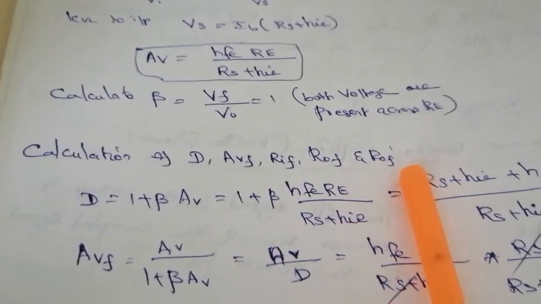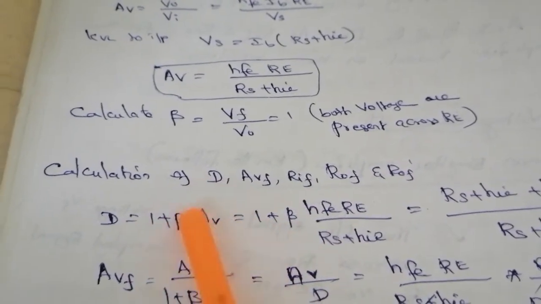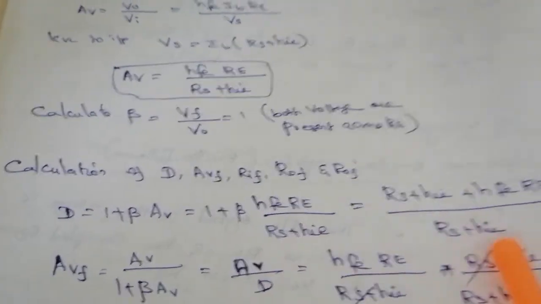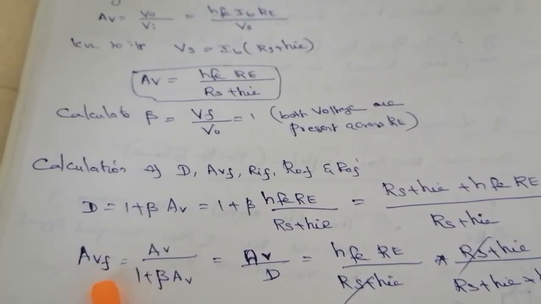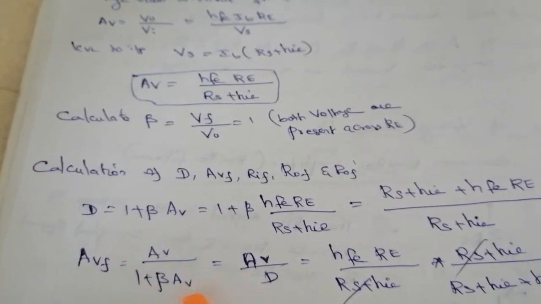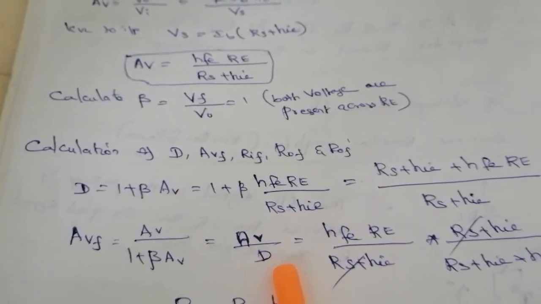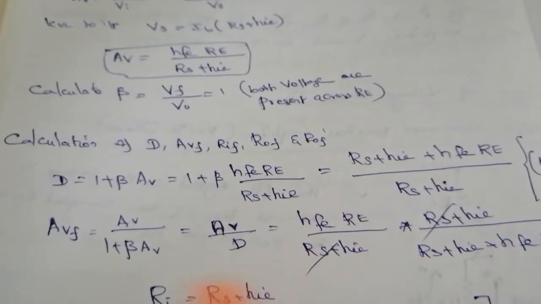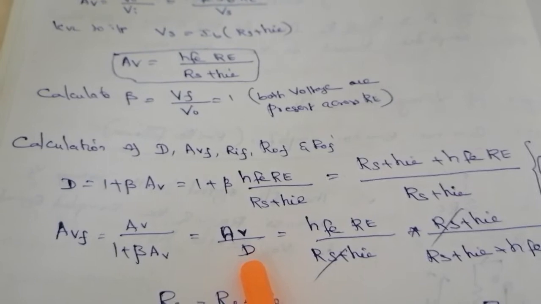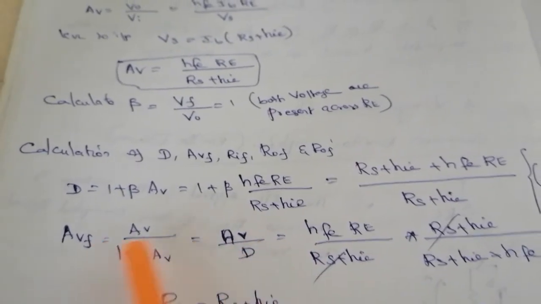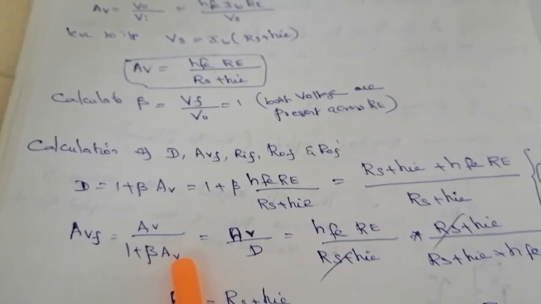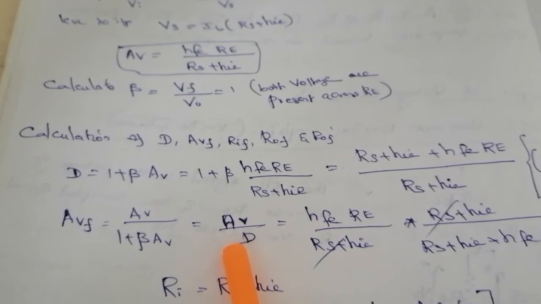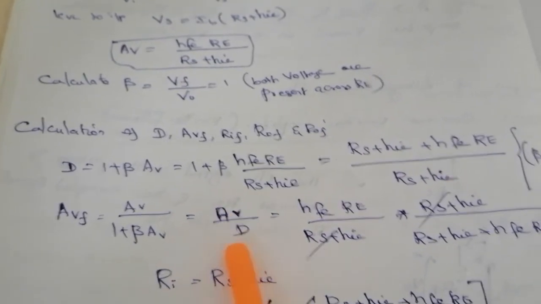Okay, so calculation of D, AVF, RIF, R naught F dash. D equal to 1 plus beta AV. Already we derived the AV equation, so substitute that. After simplifications we get this value. So from that, voltage gain with feedback, we know the formula AV by 1 plus beta AV. So 1 plus beta AV is nothing but D. Substitute and simplify, we get the AVF value. From that formula we can tell that the voltage gain with feedback is reduced by a factor of 1 plus beta AV because it is in the denominator. If division, it is reduced.